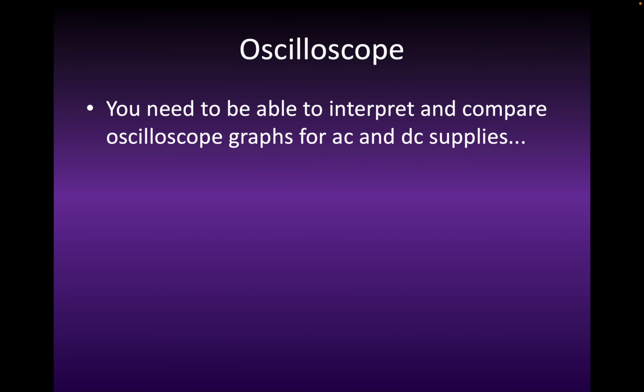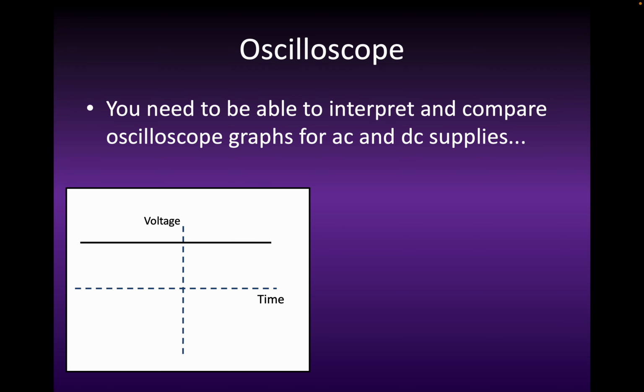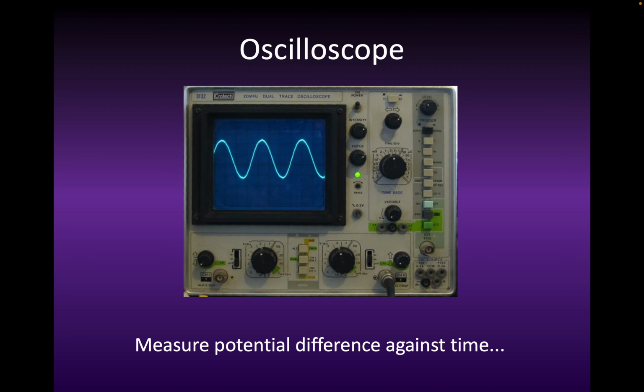You need to be able to interpret and compare oscilloscope graphs for AC and DC supplies. So a DC supply would be a constant voltage against time, it never changes, if it's made from a battery or a cell. And how far up the axis it goes will determine what the voltage is, and you can change the setting on your oscilloscope with those dials. One of them will be the voltage setting, so each square will represent a certain number of volts, so you can read off what the peak voltage is, etc.